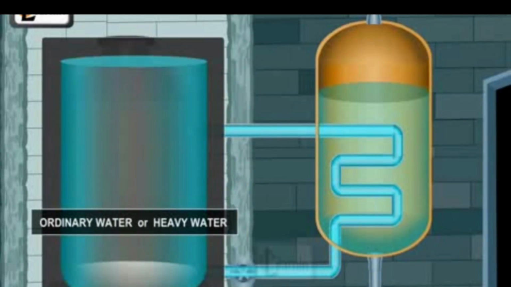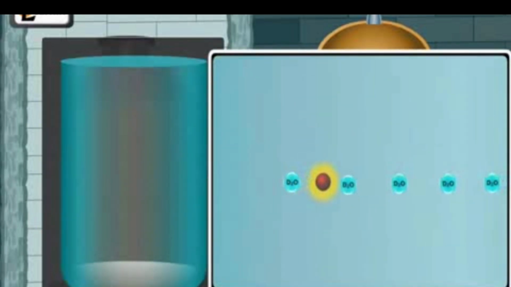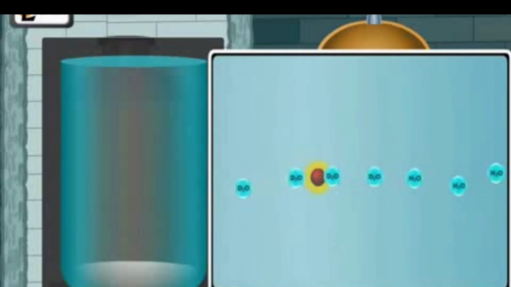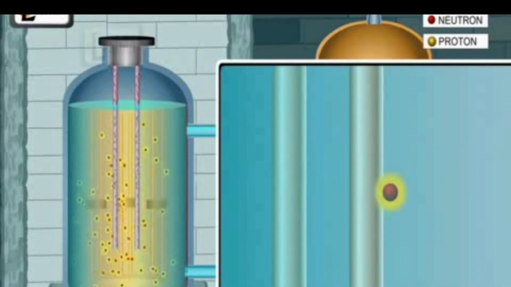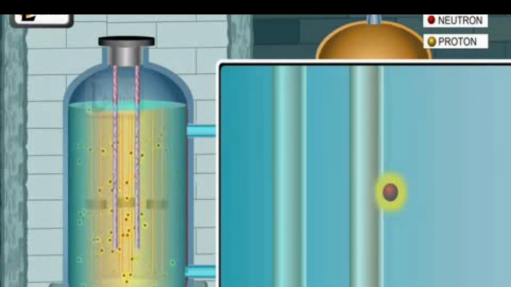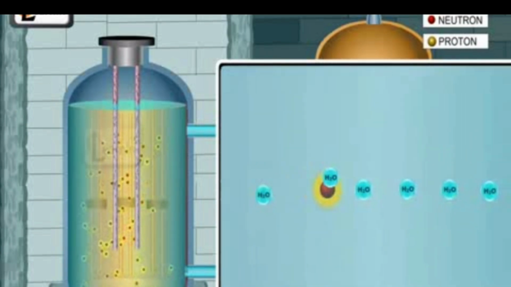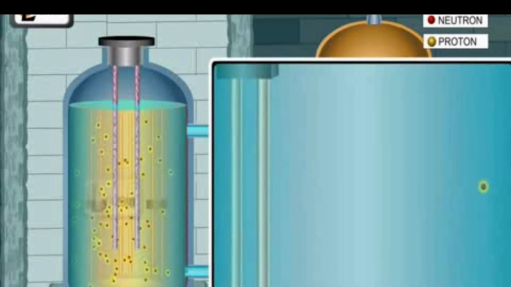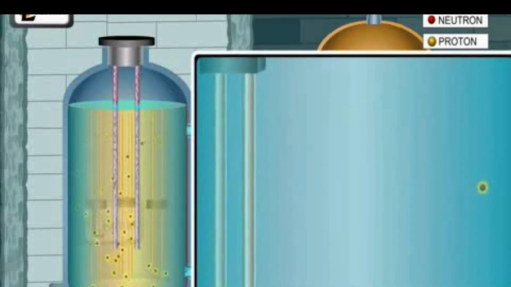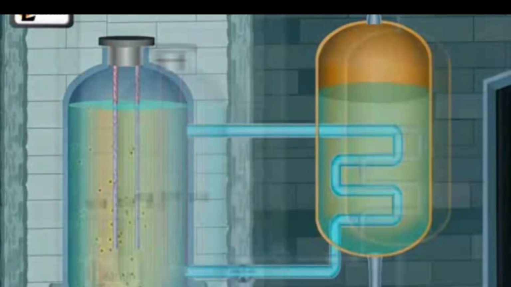Ordinary water or heavy water, that is D2O or H2O, is used as a moderator. It will slow down the neutrons. The neutrons flow inside the nuclear reactor, the D2O makes collisions with the neutrons and slows down their speed. Whether it is H2O or D2O, it will slow down the neutrons. So slow neutrons are produced inside the nuclear reactor and bombard the uranium. Again, it produces fission neutrons.